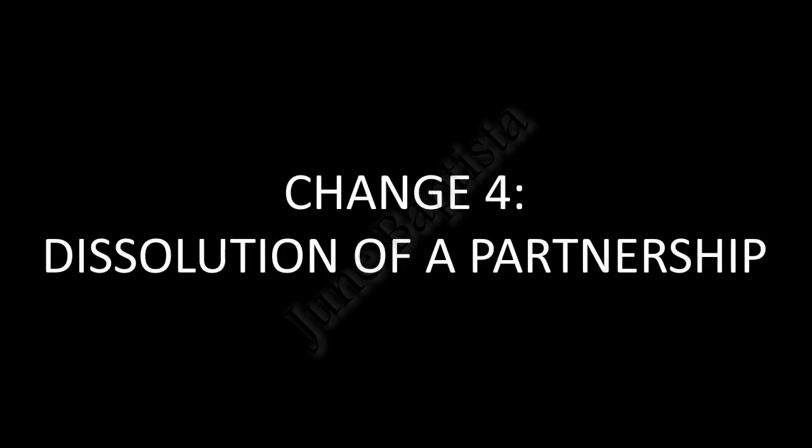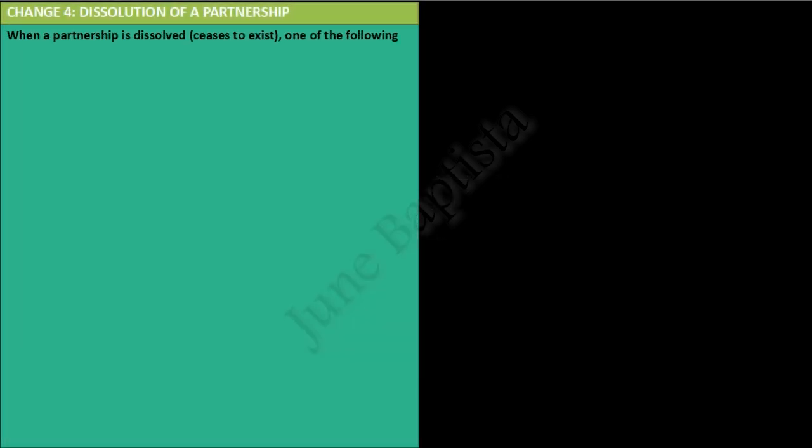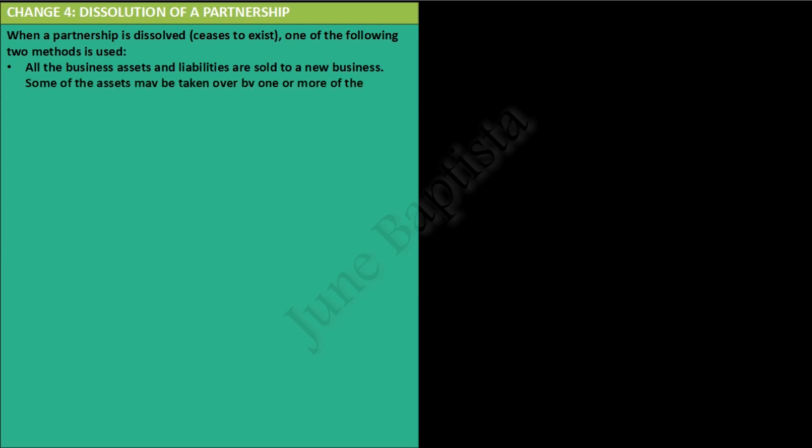Change 4. Dissolution of a partnership. When a partnership is dissolved or ceases to exist, one of the following two methods is used. First, all the business's assets and liabilities are sold to the new business. Some of the assets may be taken over by one or more of the partners. Some of the liabilities may be paid off. A realization account is opened to record all these transactions.